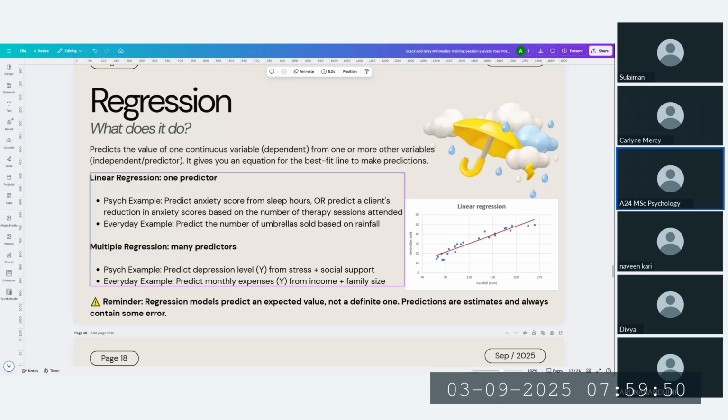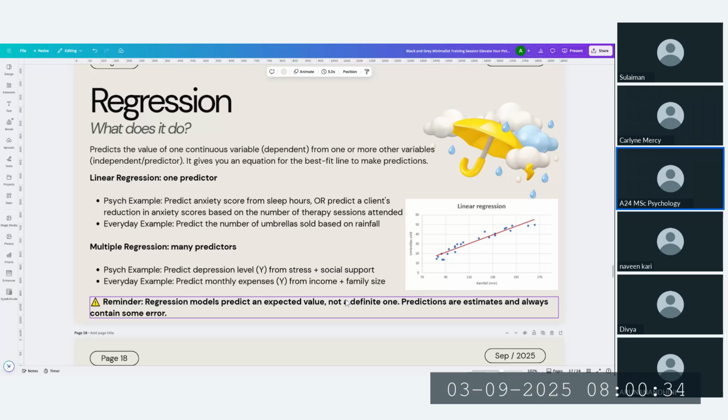But if my family size comes down, like I move out from a joint family into a nuclear family, and my income stays the same, my monthly expenses may come down. Right? Those are the 'by how much' that regression uses, and it gives us an equation for a best fit line. How best, what is the next possible value it tells you. Now, regression models predict an expected value, not a definition. Predictions are always estimates because there are too many factors. Right? The real world is full of various factors.